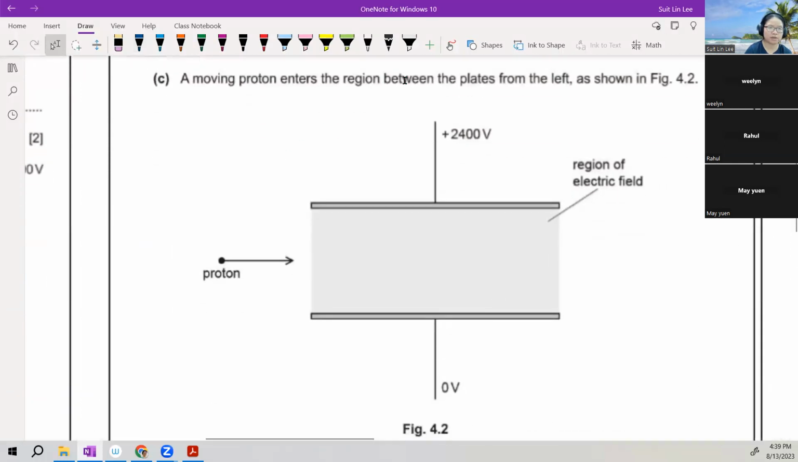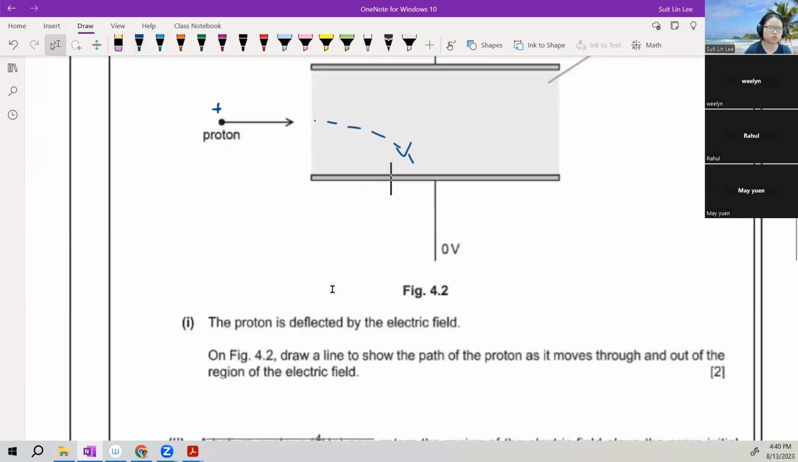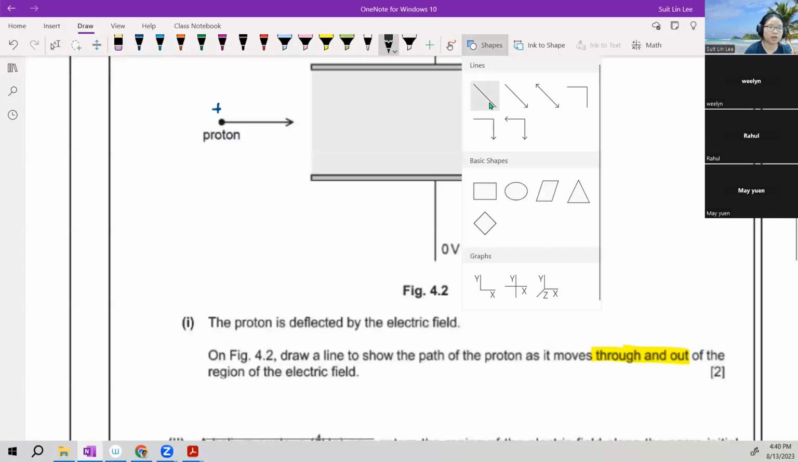A moving proton now enters the region between the plates from the left. So for this moving proton, you have a fixed electric field. It's the same electric field, okay? And the proton is now going to enter here. And obviously, because this proton is positively charged, it will deflect towards the lower plate lah. And I'm guessing they're going to ask you to draw. Oh, yes. Draw a line to show the path of the proton as it moves through and out of the region of electric field. So it has to go out, okay? So it would not collide with the plate.